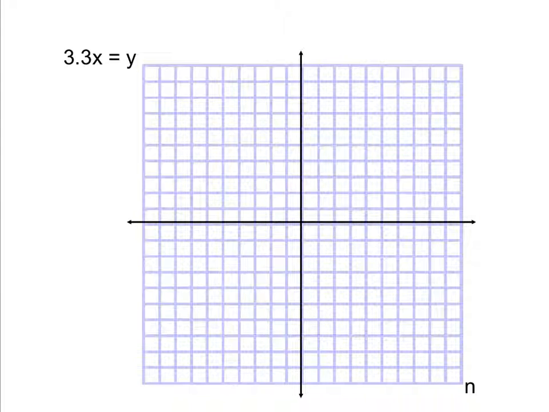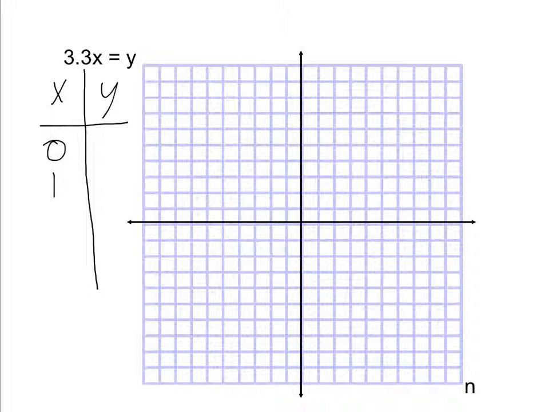This is 3.3x equals y. So go ahead, draw that table. Notice I do not have a b. So, I wonder, what does that mean? X, y, plug in your favorite numbers, 0, 1, 2, you can go as high as you want. I only need 3 coordinates. I only need 2, but I'm going to give you 3.